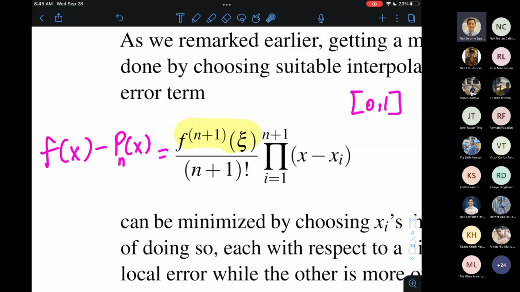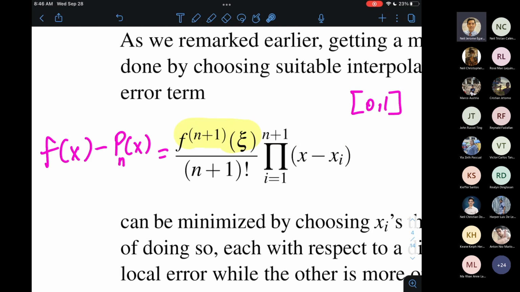Makikita nyo na pag pinili nyo ng maayos yung mga x sub i's, whenever you have the option, then you can drive the error much down, all right? Mapapababa natin yung error, piliin lang natin na maayos yung mga x sub i's. Of course, you cannot always do that kasi minsan, halimbawa, fix lang yung x sub i's dun sa problem. Halimbawa, nag-collect ka lang ng data, tapos may access ka lang to certain x sub i's. Then you cannot apply the process that we will discuss in module number 3. Kasi rito, ang assumption natin, kaya nating pumili ng mga x sub i's.